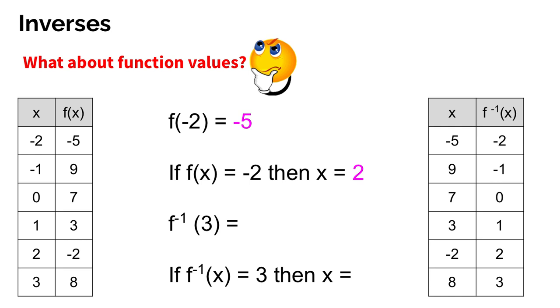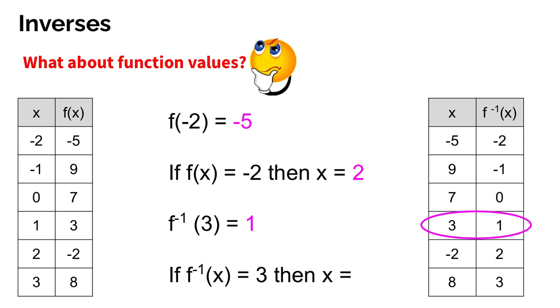Last two examples are what if you need to figure out what the inverse function would be for 3, or if you're trying to figure out what x would be for your inverse function equal to 3. So for the inverse of f of 3, I am going to use this table over here because it's asking me about the inverse function, and this is the table for the inverse function. I'm going to find 3 in my table and figure out that my inverse of f of x value would just be 1.